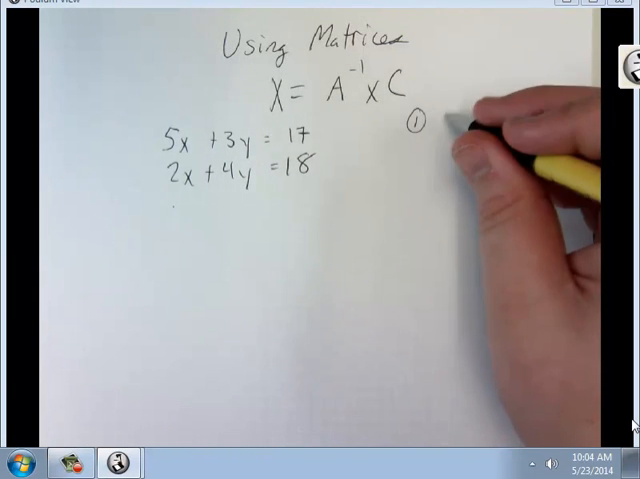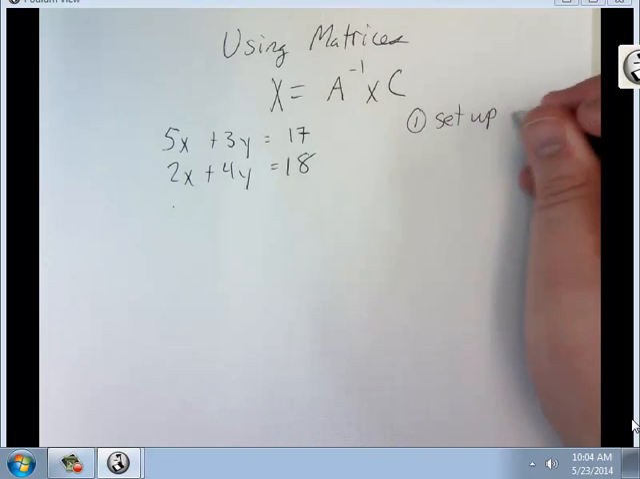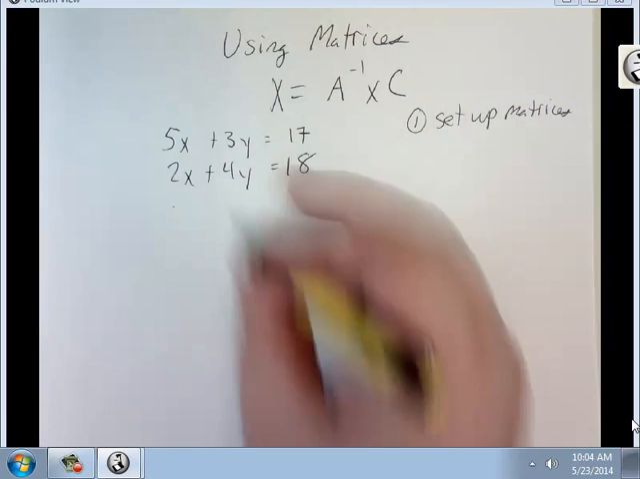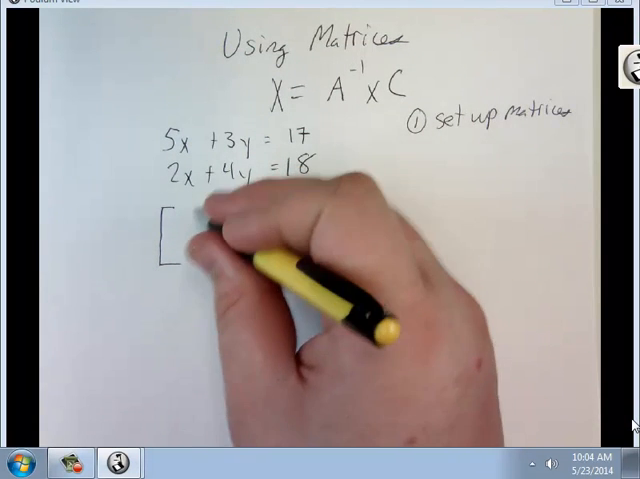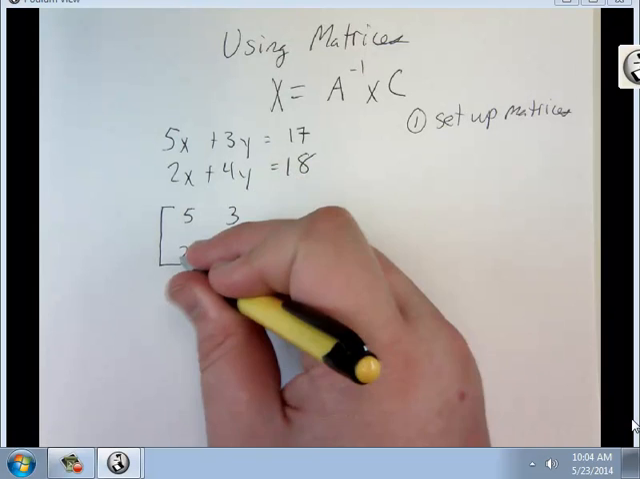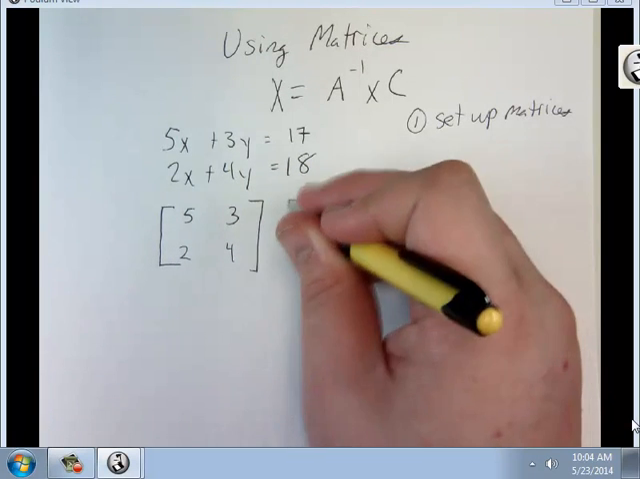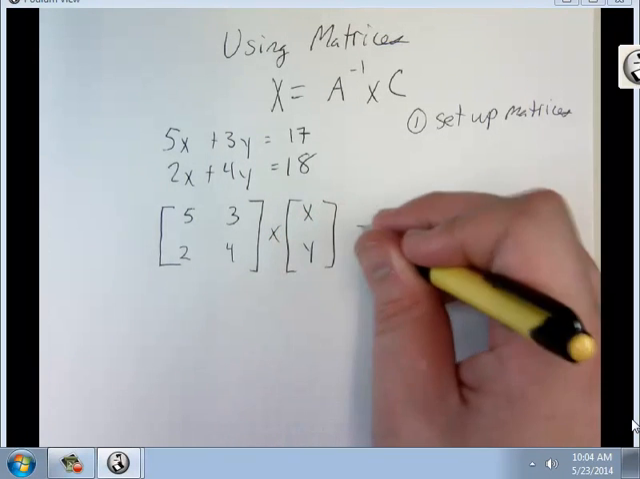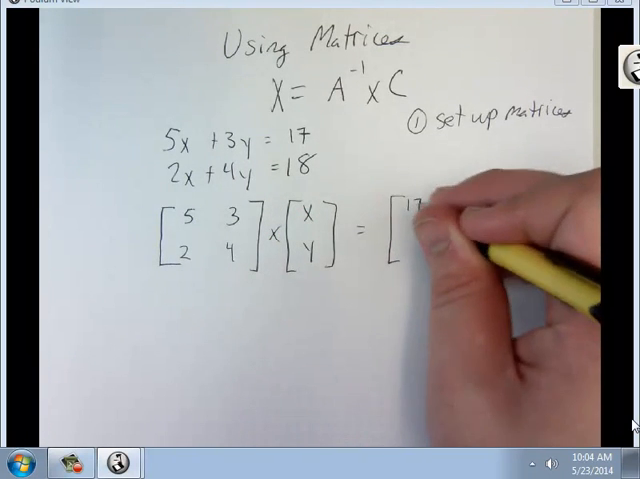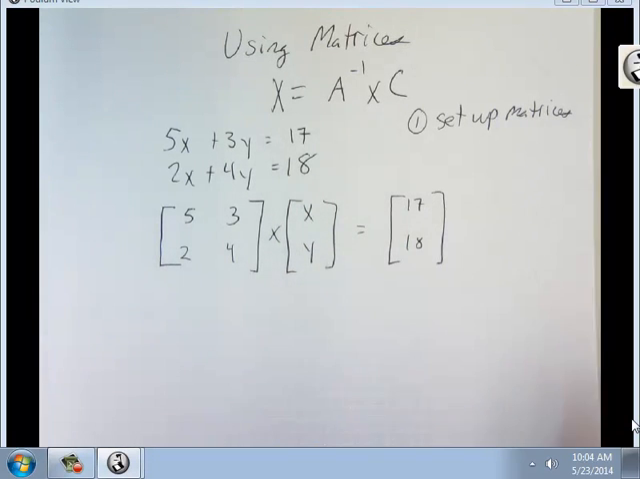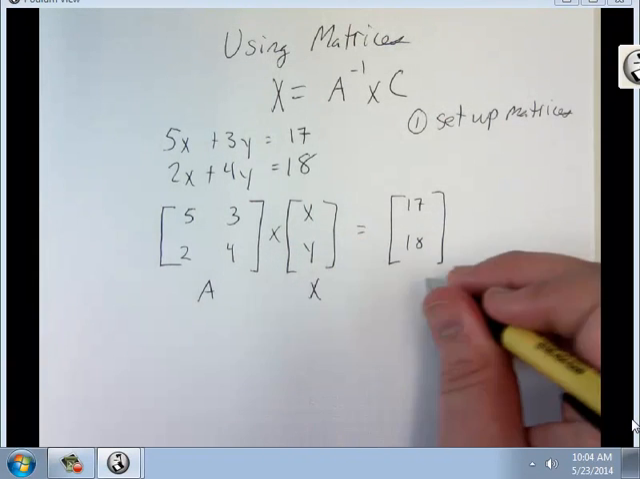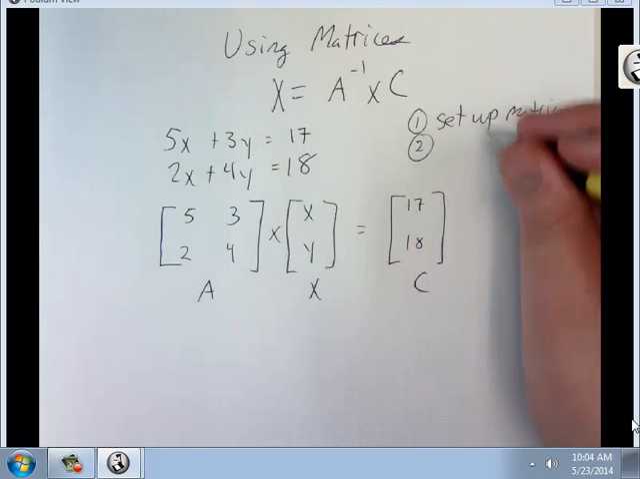First, set up matrices. 5, 3, 2, 4, times x, y, equals 17, 18. This is A, this is X, this is C.